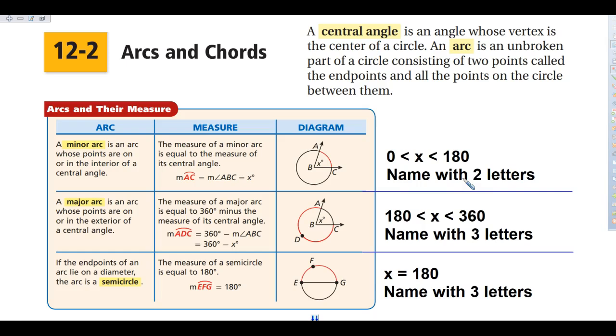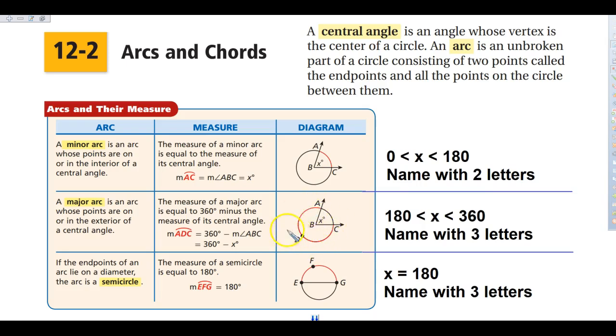A major arc is any arc whose measure is greater than 180 degrees. So if it's between 180 and 360, then that is a major arc. Now, when we're naming a major arc, we're going to use three letters. All right. The way we pick those letters is the endpoints of the arc go on the outside, and then any one point on the arc will go on the inside. So if I look at this one, my endpoints are A and C, so they go on the outside. I have point D somewhere between those two, so I can say either arc ADC or CDA.